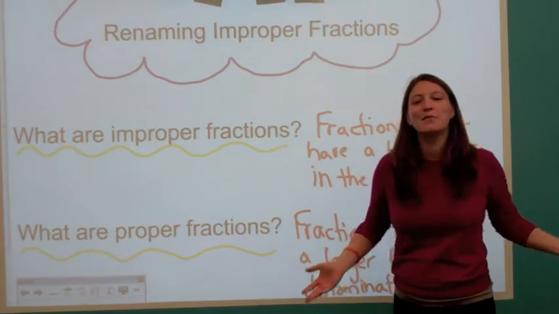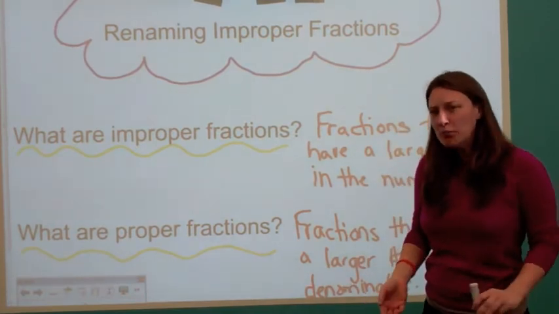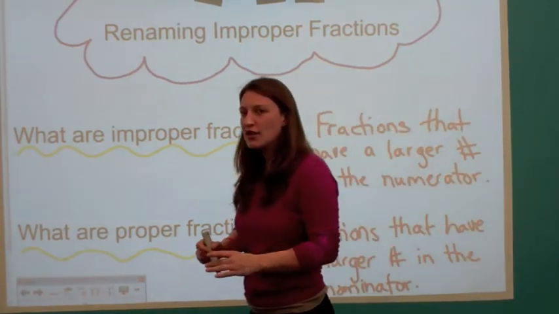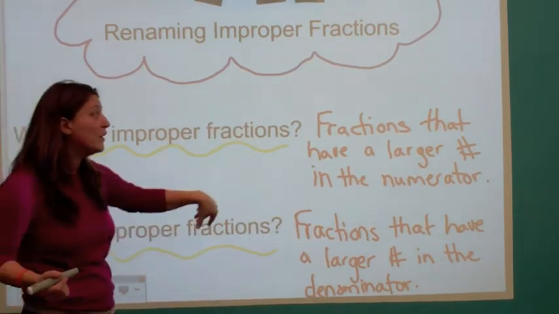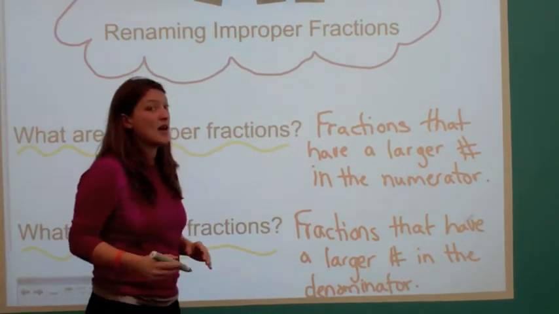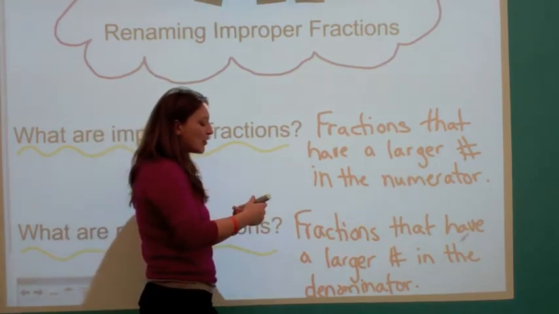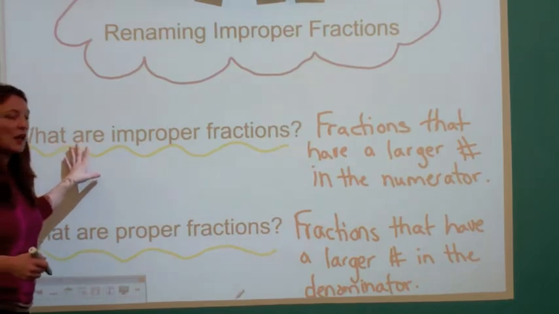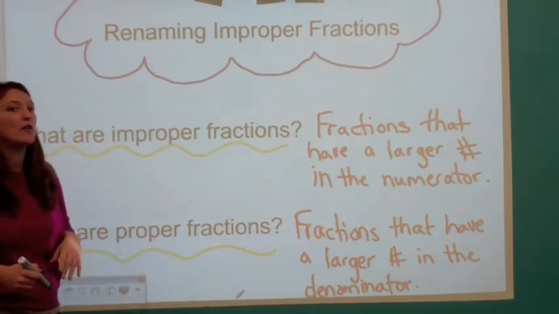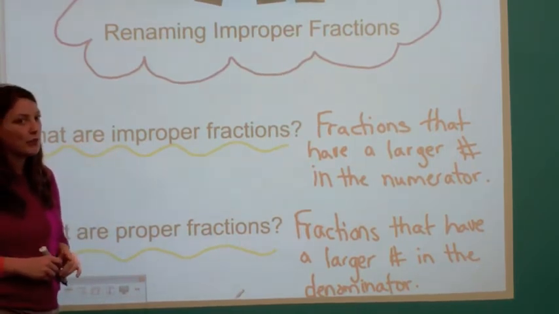Well, what is an improper fraction? Improper fractions are fractions that have a larger number in the numerator. So the larger number is going to be on top in an improper fraction. Right now, write the definition of an improper fraction in your vocabulary section of your notebook.